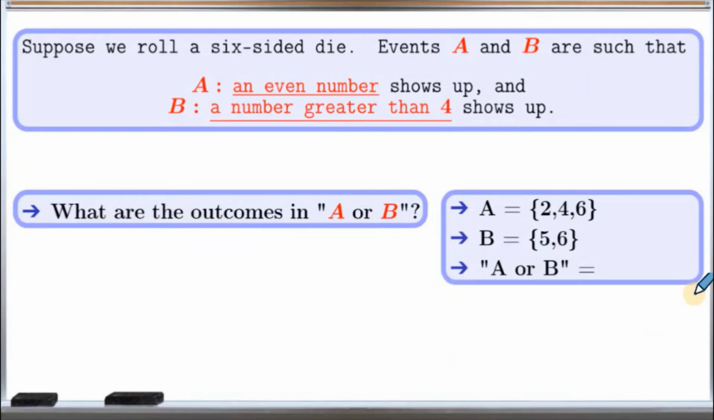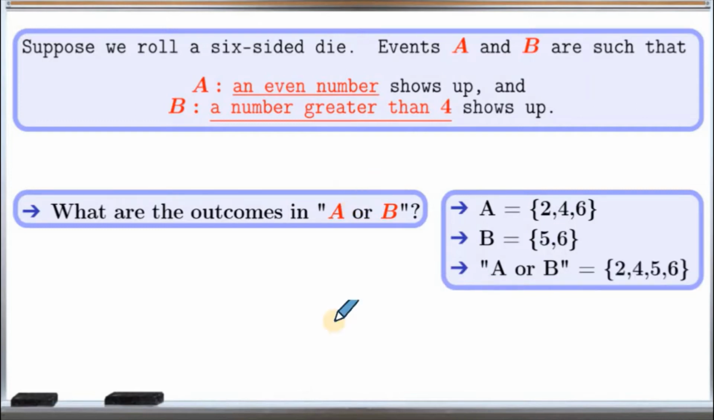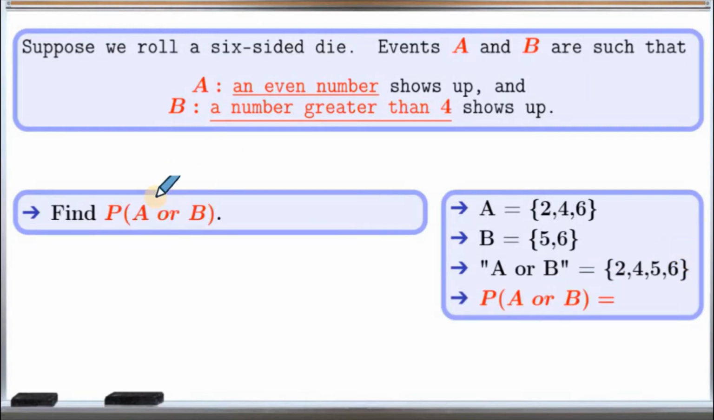Now let's try to find the outcomes in A or B. So the outcomes in A or B are 2, 4, 5, and 6. Now let's find probability of A or B. So the number of elements in A or B is 4. And the total number of possible outcomes is 6. So that's why we have 4 over 6, which is also equal to 2 over 3.